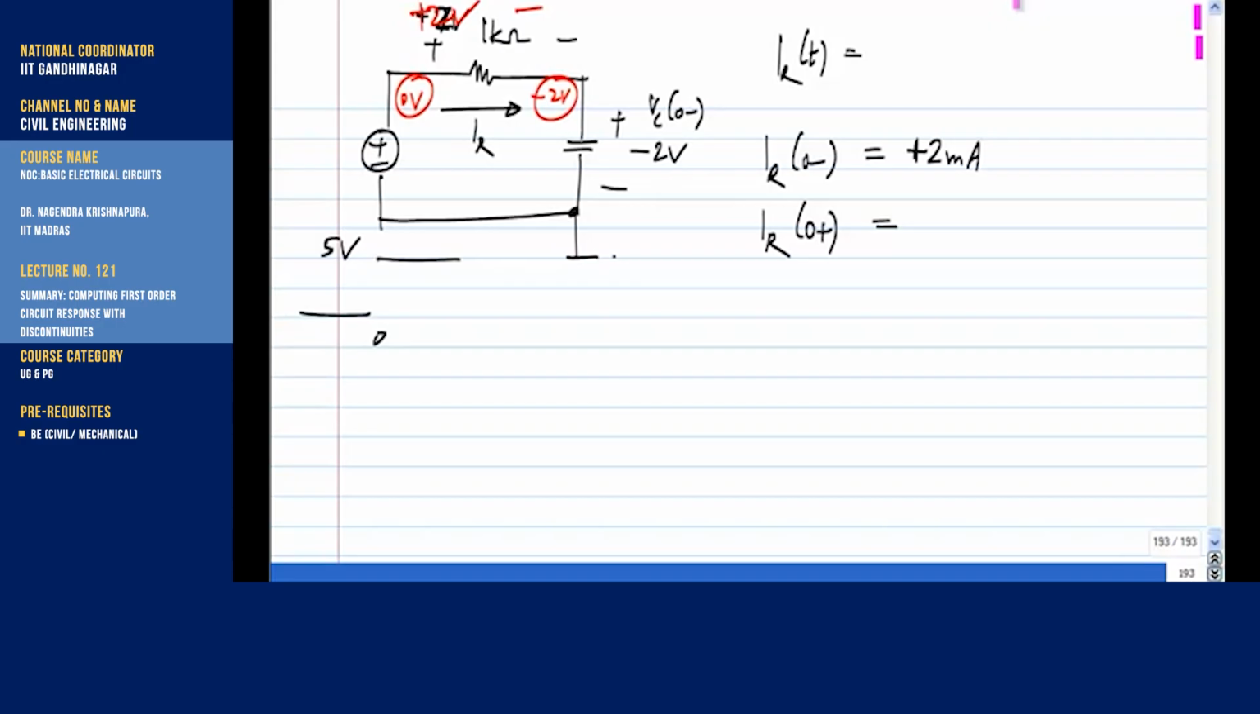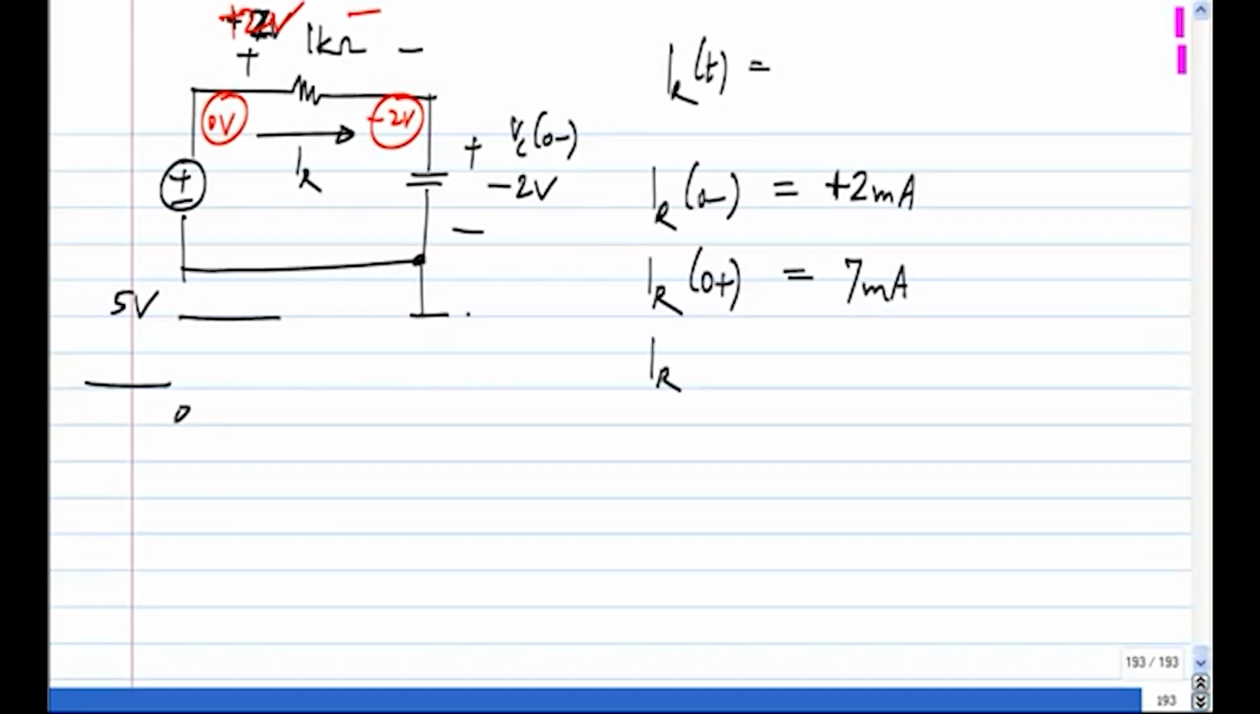Or if I remove the resistor, the whole thing is an open circuit, nothing changes. Okay. So from that you can calculate IR of 0 plus. What is that? This is 7 milliamps. Okay. And the final value of IR, what is that? How do you find that?